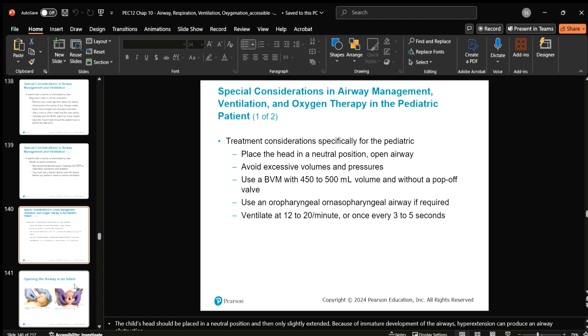All right. Using the BVM, avoid excessive volumes and pressure. And we want to make sure it has a pop-off valve, which all modern BVMs have. They should have it.